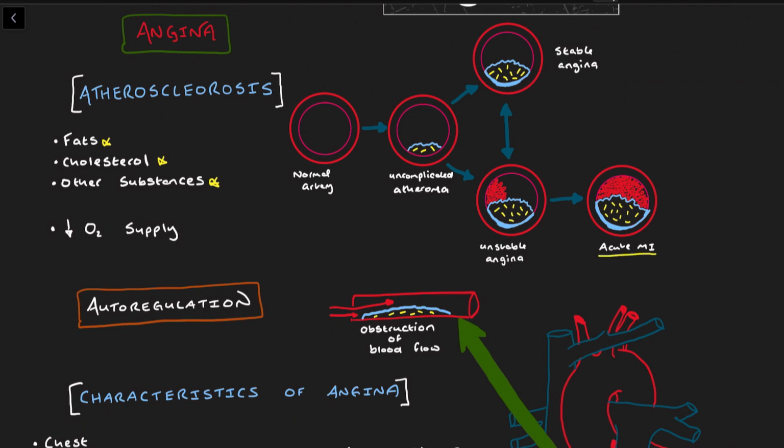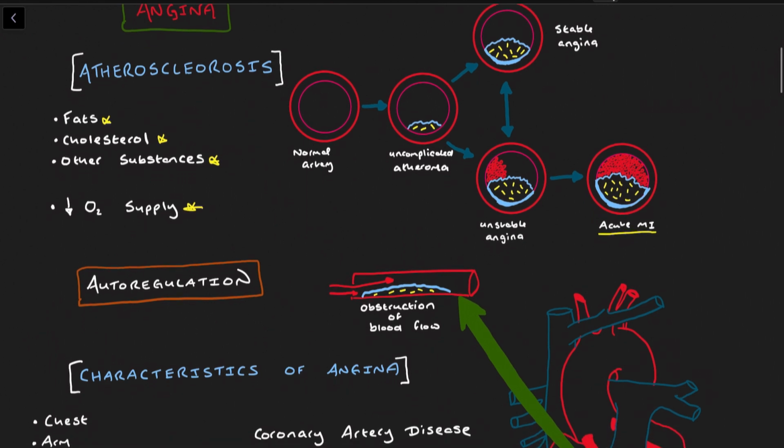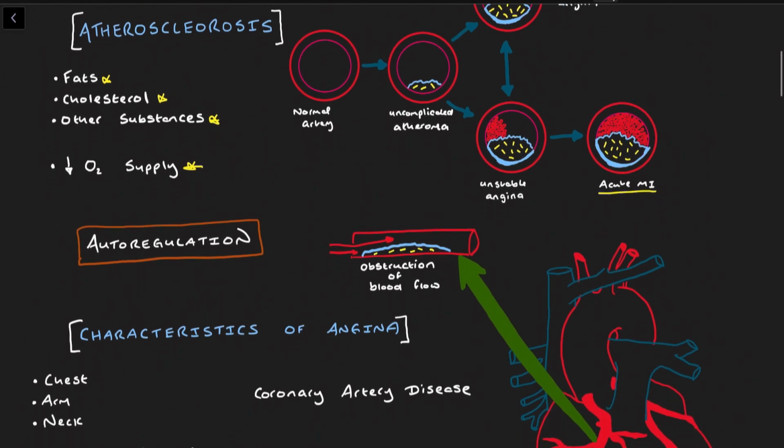Angina occurs when the oxygen supply to the heart is not enough for its needs. In a healthy heart, there is little resistance to blood flow in the epicardial vessels. When atherosclerotic plaques are present, then the blood flow is obstructed, but the process of autoregulation can usually compensate, but only to a certain degree.